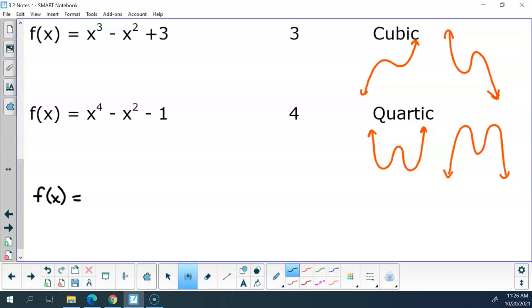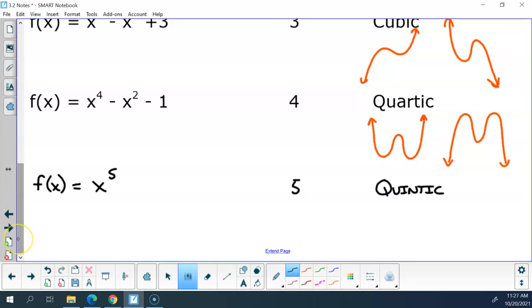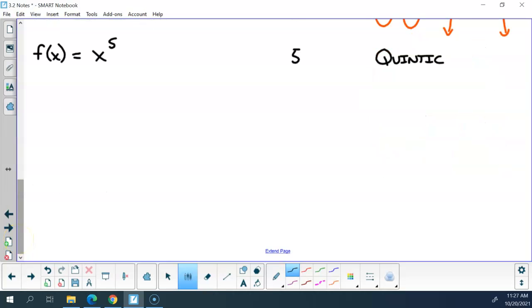I don't know why I didn't put it in there this time, but the next one has a degree of 5. And it is called a quintic function. I just wanted to get to my second favorite mathematical term. Quintic.